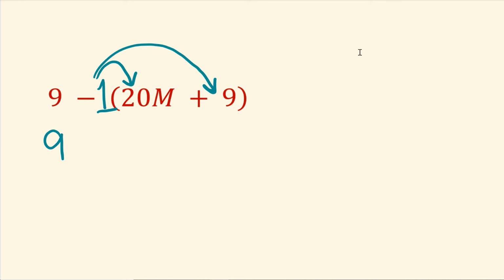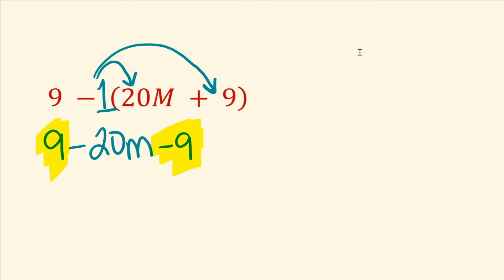-1 times a positive 20m gives me a -20m, and a -1 times a positive 9 gives me a -9. Now, I need to check to see if I have any like terms. And I happen to have this positive 9 here and this -9 here. And those are like terms. Those can be combined. So I need to combine them together.